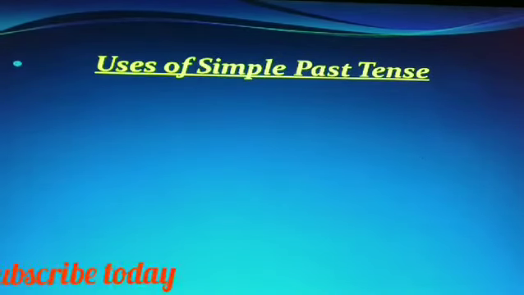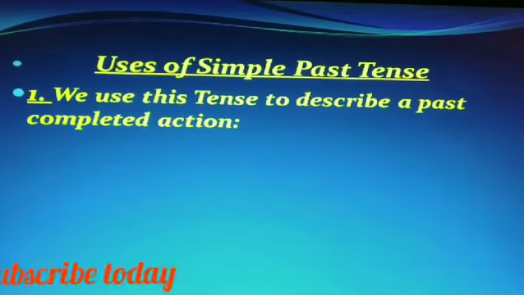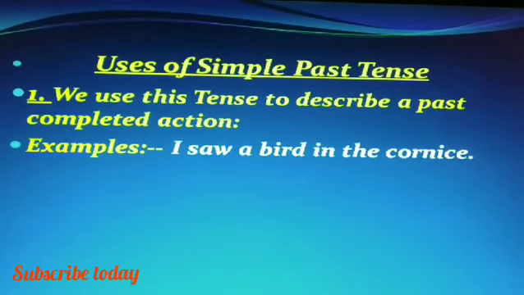Now, uses of simple past tense. First one. We use this tense to describe a past completed action. An action of the past which was completed in the past. Look at the examples. I saw a bird in the cornice. It happened earlier. I saw a bird earlier, and it ended with that.